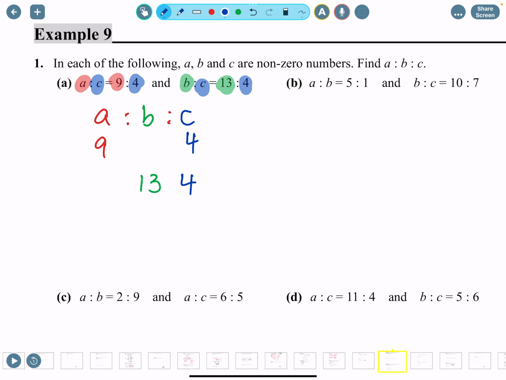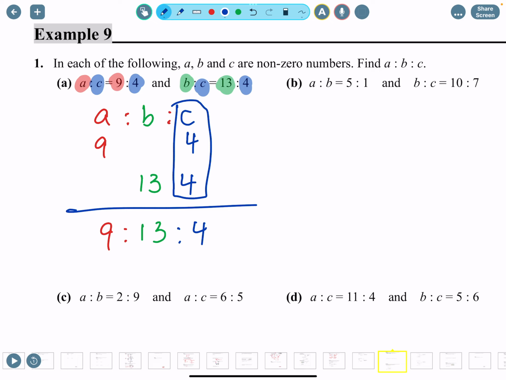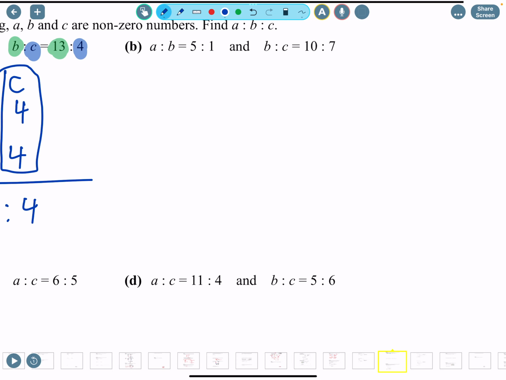Now, your goal is to make the same letter's numbers the same. If they're the same already, you can combine them directly. So 9, 13, and 4. That will be your answer. A, B, C equals this. Okay, let's find a question where it's not the same, like this one over here.